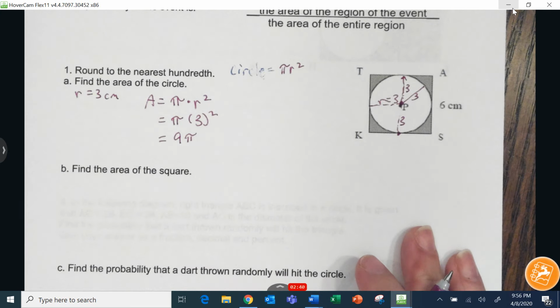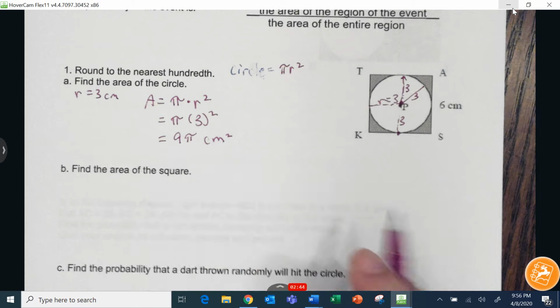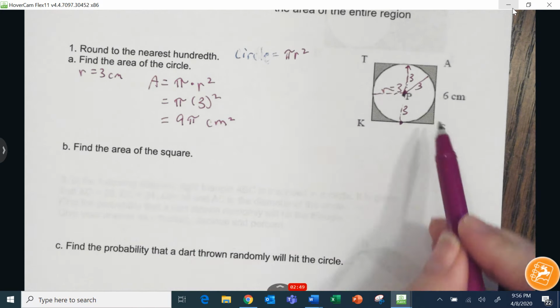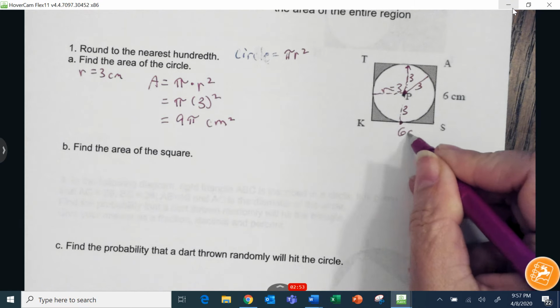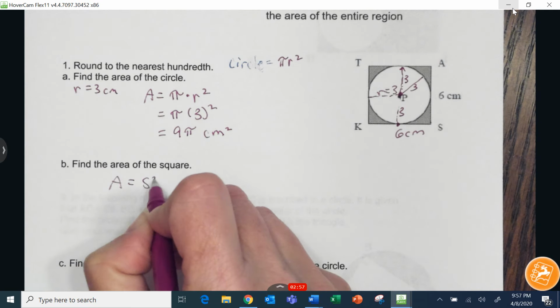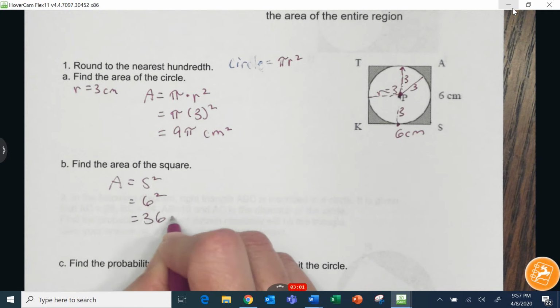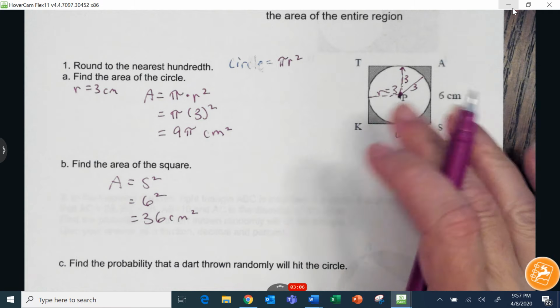Find the area of the square, area for, would be centimeters squared. Okay, find the area of the square. So it does tell me that this is a square. So if we have this side as 6 centimeters, then this side would also be 6 centimeters. To find the area of the square, you do side squared. So we do 6 squared. So 36 centimeters squared.